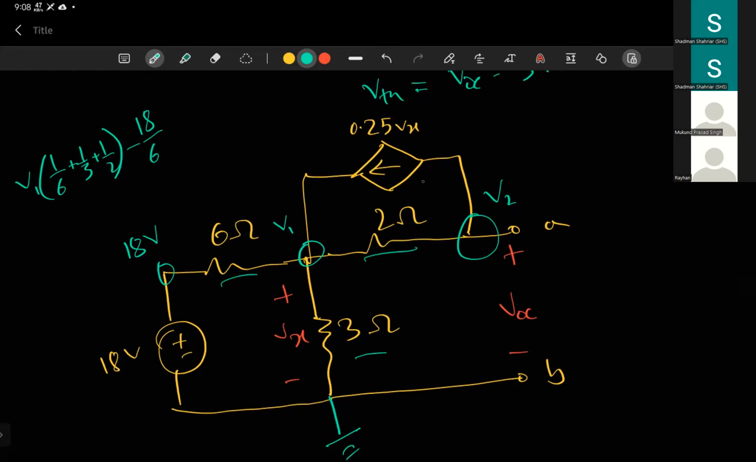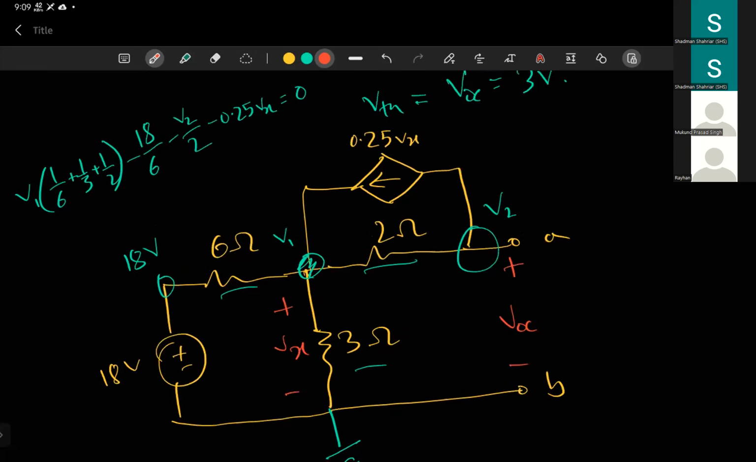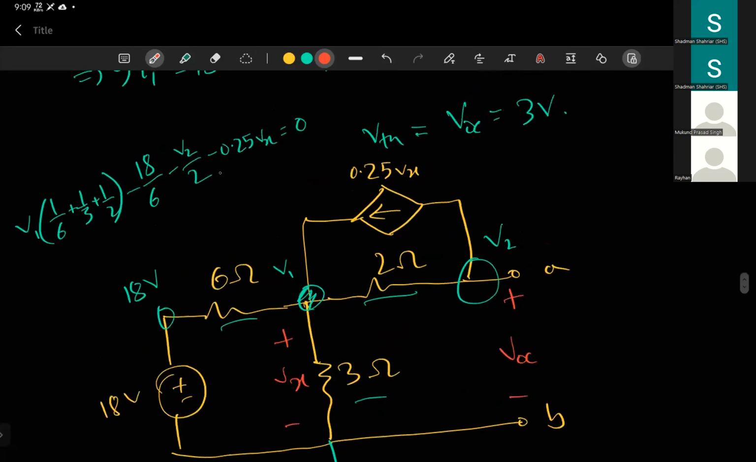But what most of you have missed, take a look at this node. You have a current source here, and this should be 0.25 Vx equals 0. Again, the one other mistake is that some of you wrote plus, but this is not the case. If your current is entering a node, that should be negative. So this is probably the most common mistake that a lot of you have.